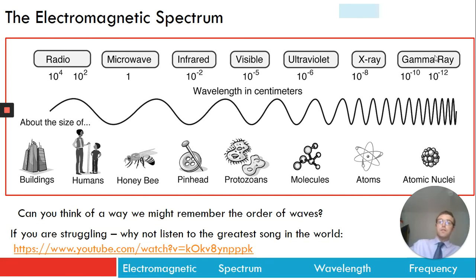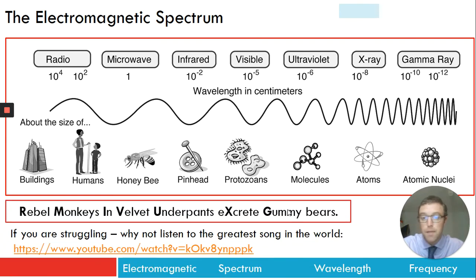Okay, so how do we remember? We need to remember what all of the different waves are and what order they're in. How we usually do that in school is to use a mnemonic. Now you can come up with your own, or you can write below or above your diagram the one that I've come up with here. Rebel monkeys in velvet underpants excrete gummy bears. So include that above or below your diagram.